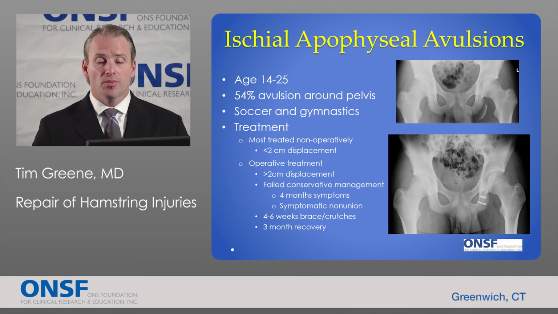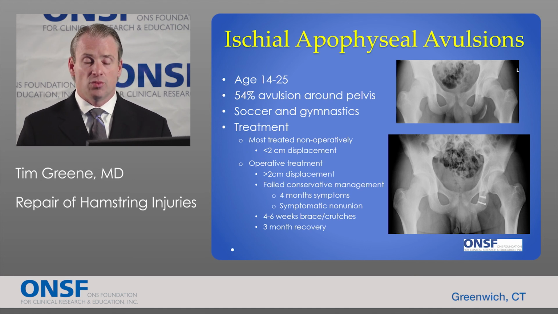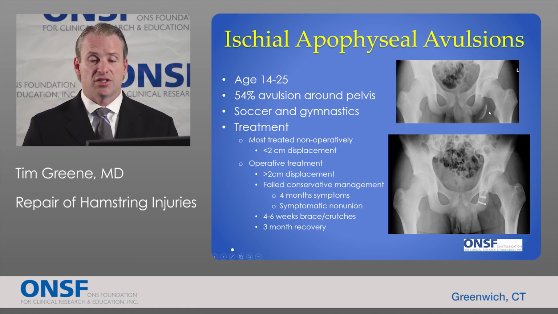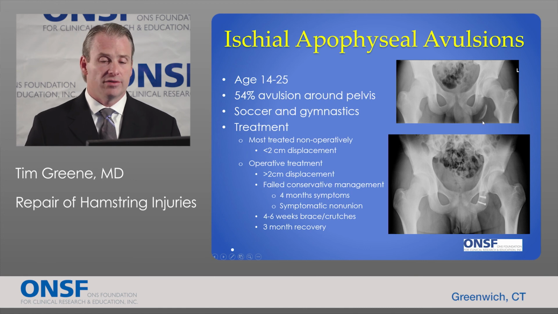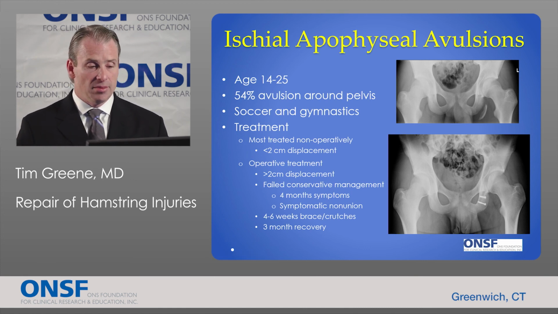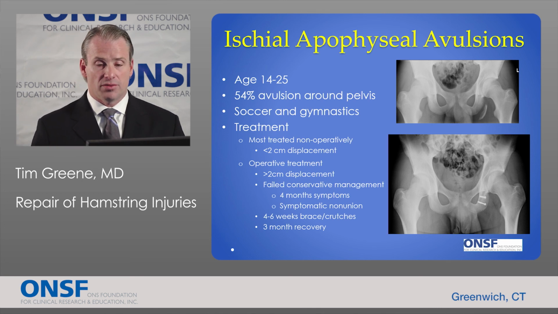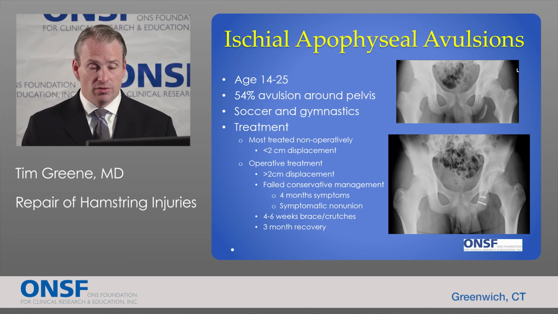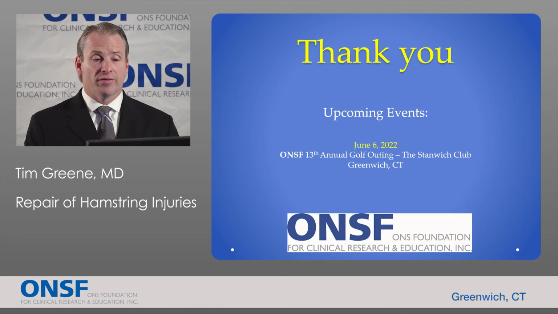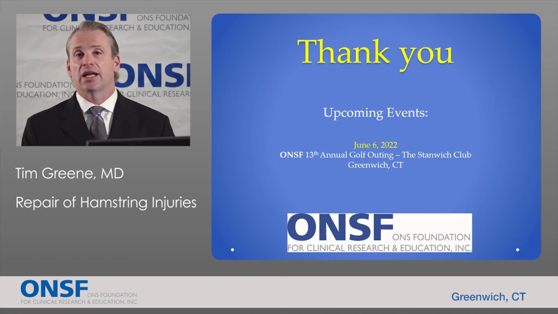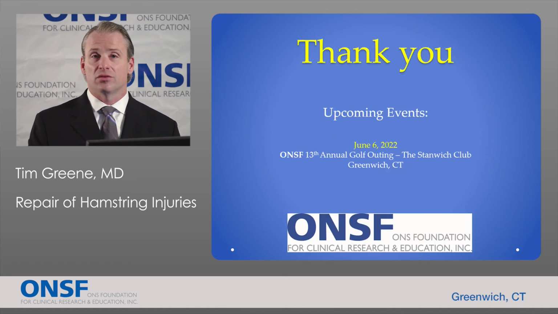The problems come when they're long-term injuries and we don't recognize them. A lot of times this bone can really overgrow and it's very difficult to fix in time. Again, this is 4 to 6 weeks on crutches. It heals very well, a 3-month recovery, and generally they do very well. So we've covered it all, from adolescent hamstring injuries to adults. Thank you.